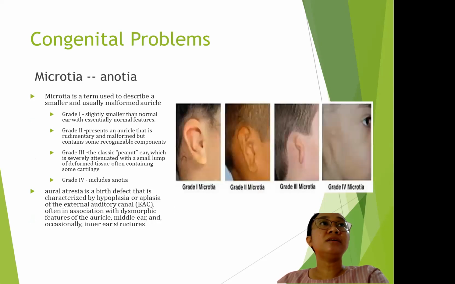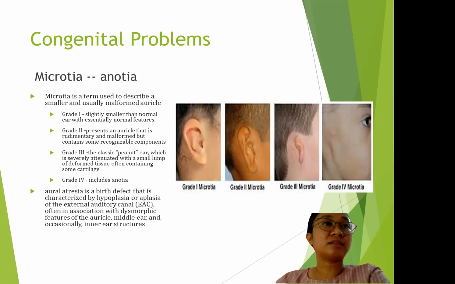The congenital microtia or anotia. Microtia is a term used to describe a smaller and usually malformed auricle. It has 4 gradings. Grade 1 is slightly smaller than a normal ear with essentially normal features. Grade 2 presents an auricle that is rudimentary and malformed but contains some recognizable components. Grade 3 is the classic peanut ear, which is severely attenuated with a small lump of deformed tissue, often containing some cartilage. Grade 4 is anotia.